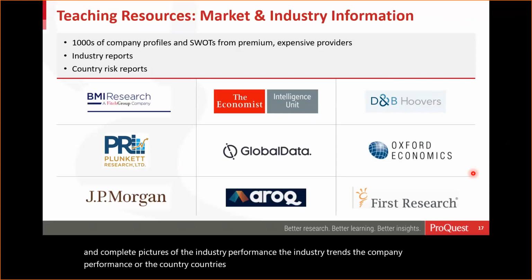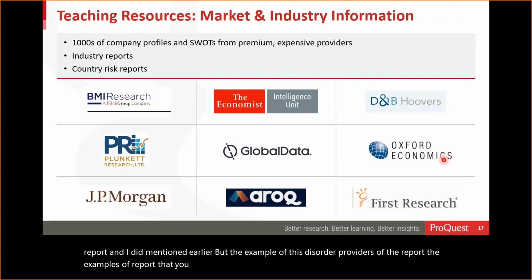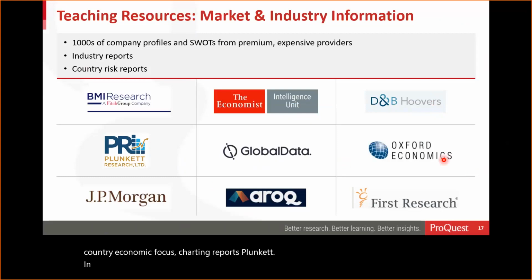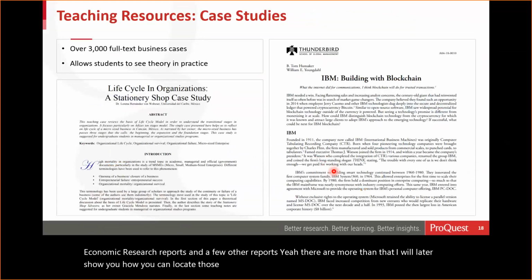Some of the examples I mentioned earlier were the providers of the reports. The examples of reports that you will have are country industry reports, country industry forecasts, country economic forecasts, charting reports, Blanket analytic reports, commodity price forecast reports, JP Morgan equity research reports, JP Morgan economic research reports, and a few other reports. Yeah, there are more than that. I will later show you how you can locate those reports easily.